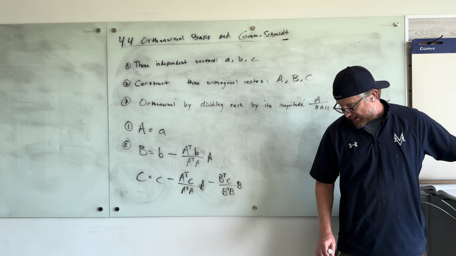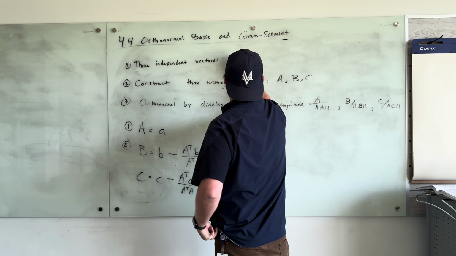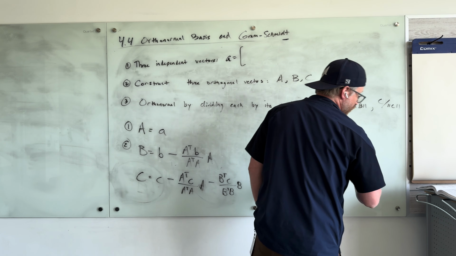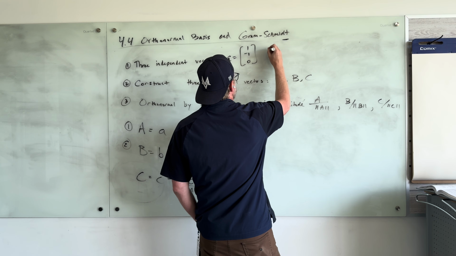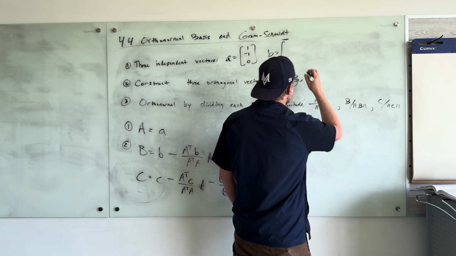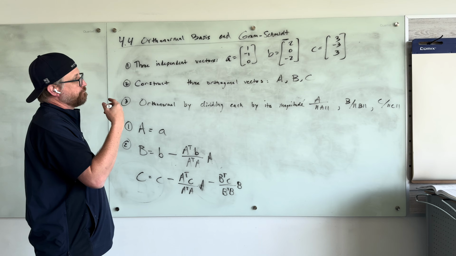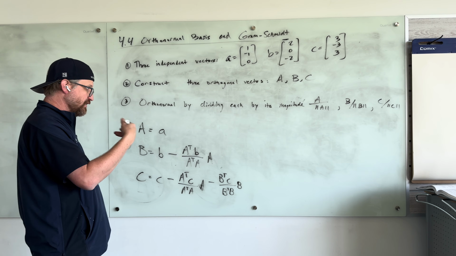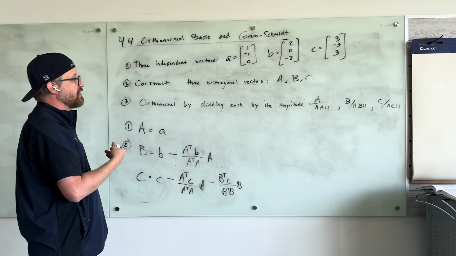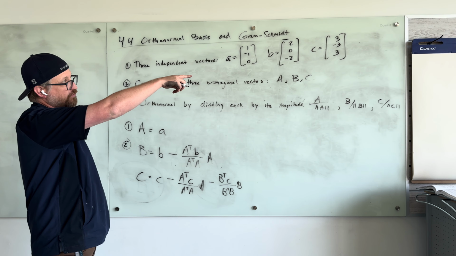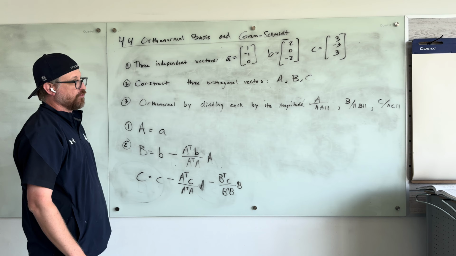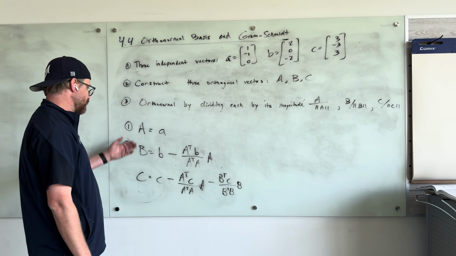He gives 3 vectors for A, B, and C. A is the vector 1, negative 1, 0. B is the vector 2, 0, and negative 2. And C is the vector 3, negative 3, and 3. Our goal here is to compute or construct 3 orthogonal vectors for this, and then from there create our orthonormal basis by dividing by their magnitude. So we're going to follow this.